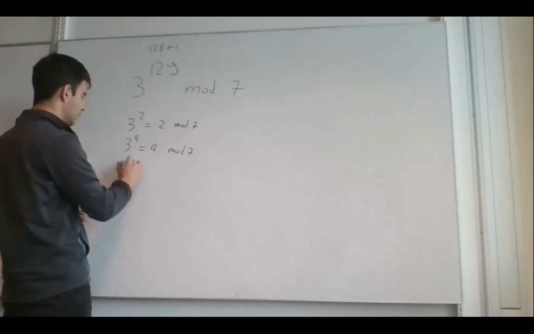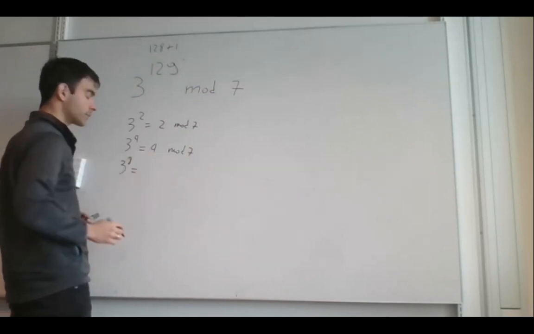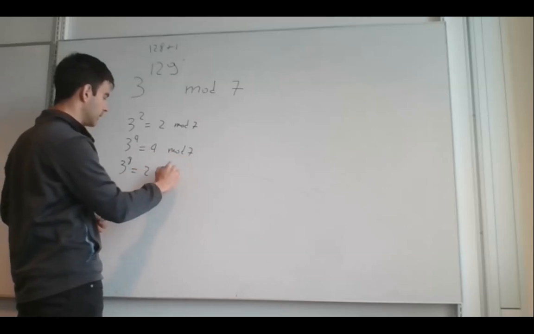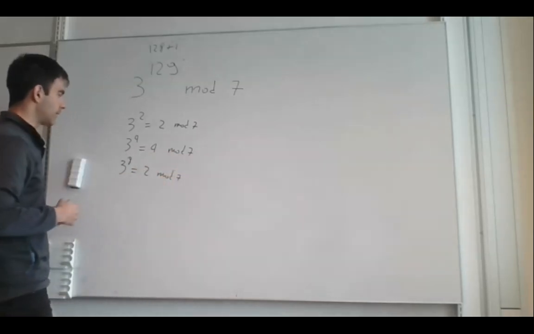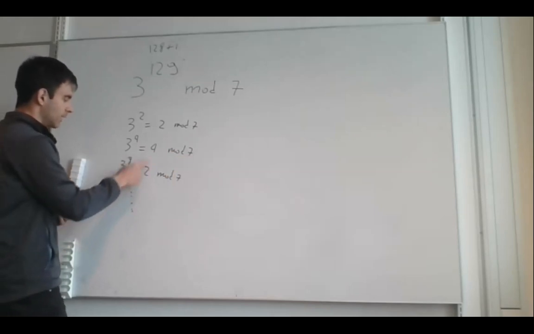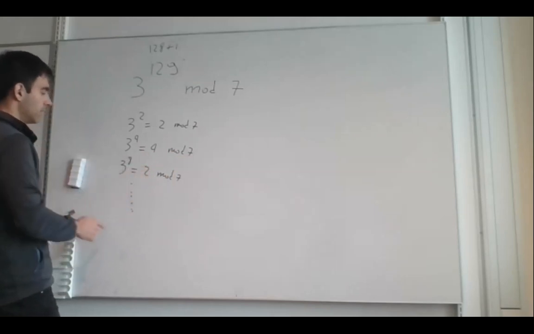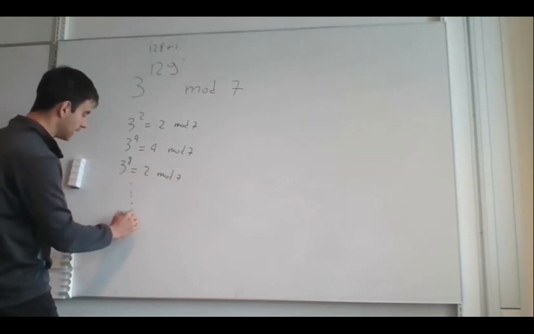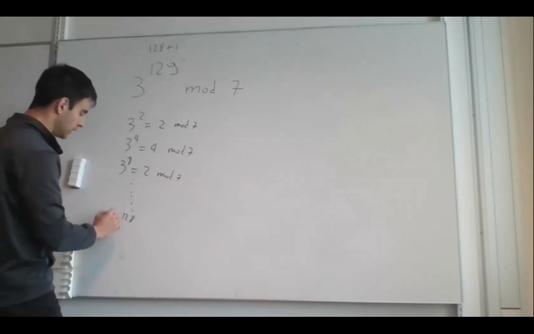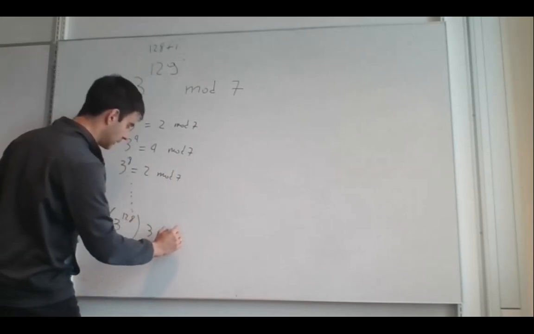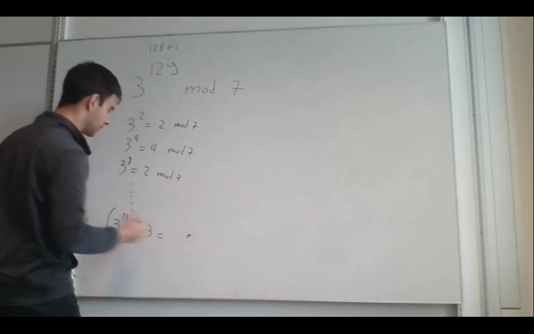And now I can ask, what is 3 to the 8? 4 squared, that's 16. Well, that's equal to 2 modulo 7. Oh, in this case, I was kind of lucky. So this is simply going to keep swapping between 2 and 4, 2 and 4. And eventually, I can compute 3 to the 128, which is a power of 2. And then I can take this one, multiply it by 3, and find out what this is modulo 7.